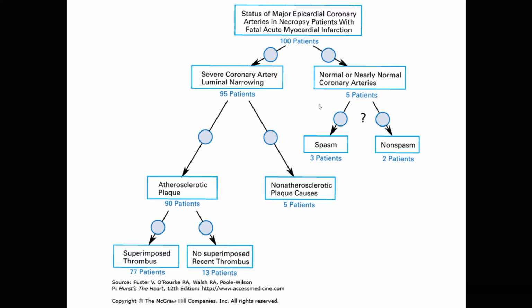Statistical data from autopsies indicate a presence of severe coronary artery luminal narrowing in 95% of patients with infarction, mostly due to atherosclerotic plaques. 90% of these narrowings are due to atherosclerotic plaque generation, and non-atherosclerotic narrowing due to other causes in just 5%. In these 90%, in 77%, a thrombus was superimposed, a complicated plaque was present, and in 13% of the patients, no superimposed recent thrombus was observed. So, the decreased coronary artery flow is the most important cause of the ischemia causing ischemic necrosis and myocardial infarction.